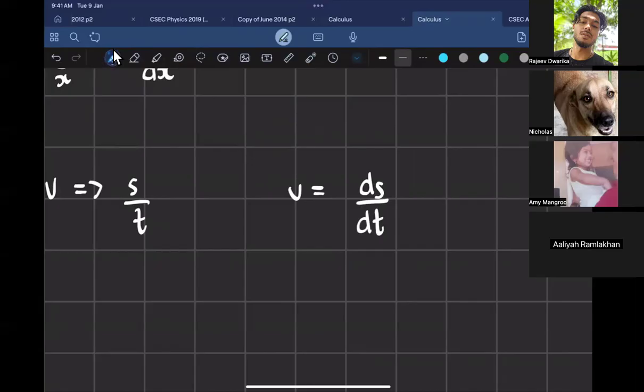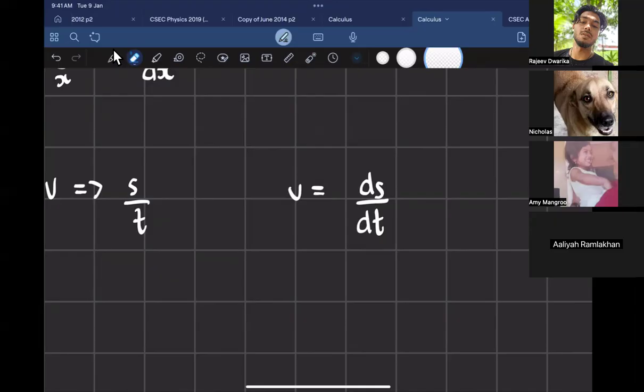Aliyah, do you know that velocity is displacement over time? You sure you know that? Okay, well, velocity could be written as ds over dt. If you have a function for displacement, like displacement is equal to something, you can differentiate that function to find velocity. Because velocity is just the displacement changing with respect to time.